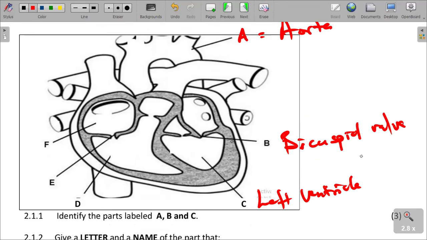Then give the letter and name of the part that receives the blood from the superior vena cava. It should be the right atrium, which is F. It receives the blood from the superior vena cava.